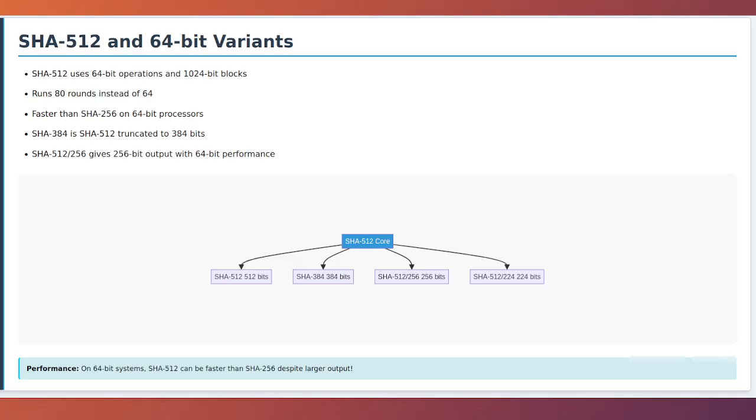SHA 384 is simply SHA 512 with different initial values and the output truncated to 384 bits. The newer SHA 512/256 variant runs the full SHA 512 algorithm but uses different initial values and truncates to 256 bits. Why would you use SHA 512/256 instead of SHA 256? Because on 64-bit systems, SHA 512/256 can actually be faster while providing the same output size.